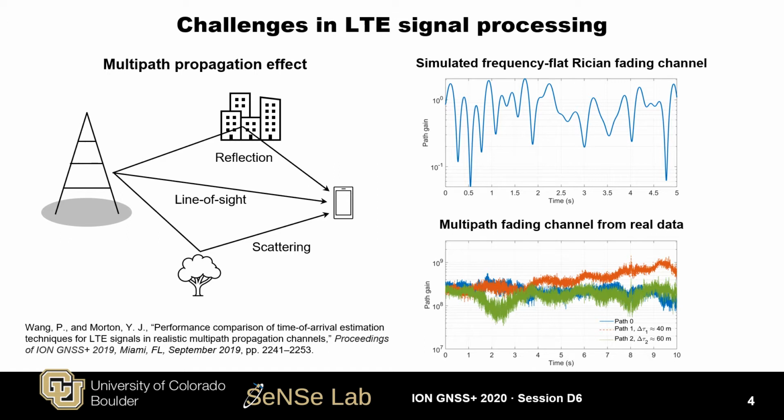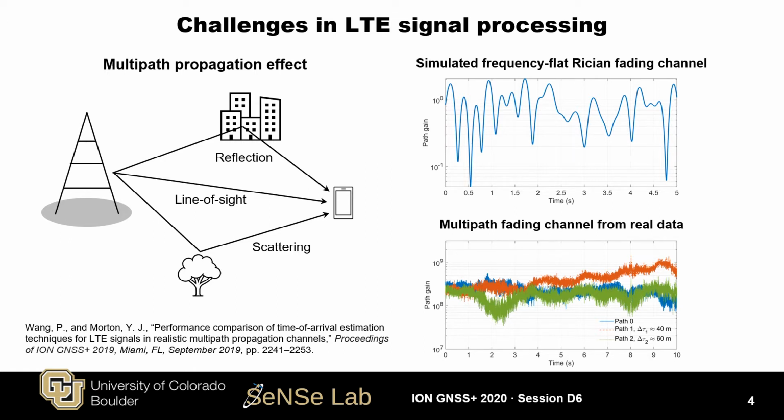Here I show two channel examples. One is a simulated frequency-flat Rayleigh fading channel, also meaning a single path condition. This path gain fluctuates significantly and shows up to 10 dB degradation for a couple of short time periods. The second example is a multipath fading channel from real data, which I will explain in more detail later.